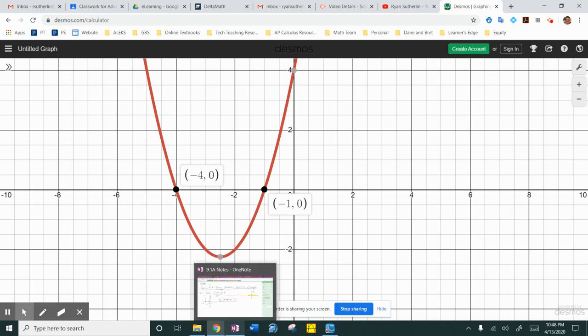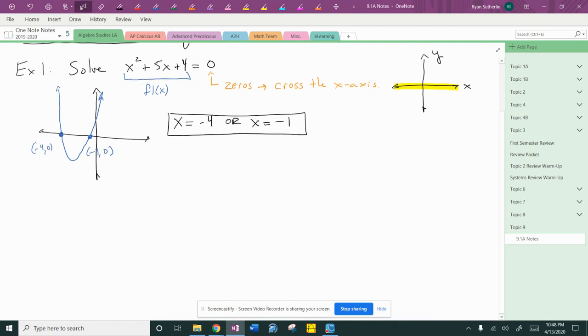Okay, let's try another problem. Example 2: why don't you solve this equation? When does x squared minus 10x plus 25 equal 0? Why don't you pause the video, graph this on either your calculator or with Desmos, and then see if you can find the answer or answers. And then I'll come back and go over it with you.